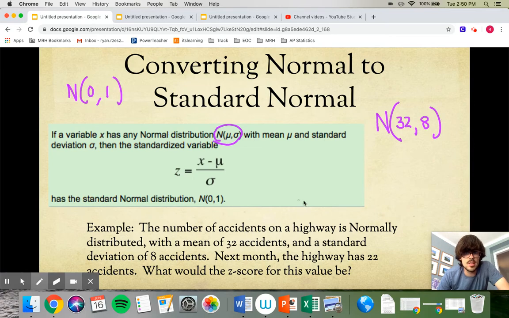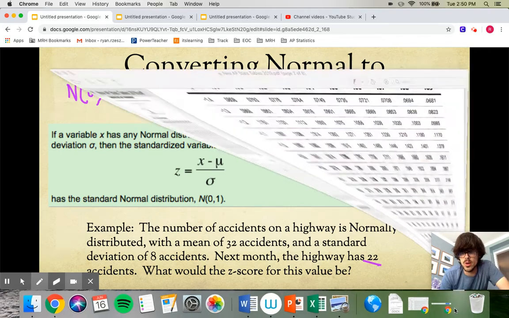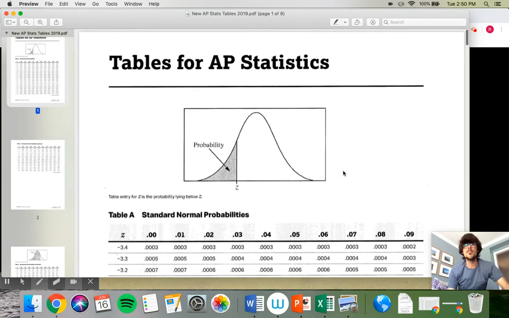The number of accidents on a highway is normally distributed, mean of 32, standard deviation of 8. Next month, the highway has 22 accidents. What is the z-score? Here's the issue with our table. Our table is built under the assumption that the mean is 0 and the standard deviation is 1. You couldn't have a table for every possibility, like a special table that I only use when the mean is 32 and the standard deviation is 8. That's not reasonable, to have infinite tables. So this is the standard normal table, mean 0, standard deviation 1.